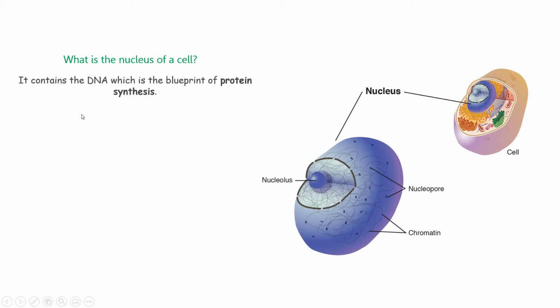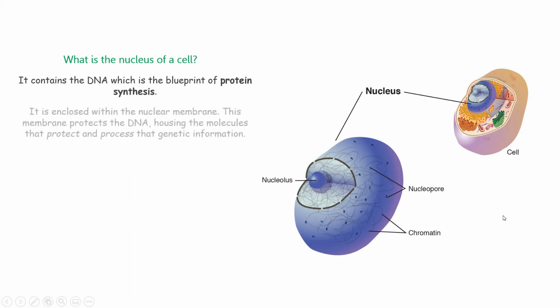So the nucleus contains the DNA, which is the blueprint of protein synthesis. DNA stands for deoxyribonucleic acid. It is the genetic material. Since it's the genetic material, it contains all of the information that is going to guide the different processes that are going to affect the organism. It contains the plan, the blueprint for everything, including protein synthesis, which is actually a major biological process.